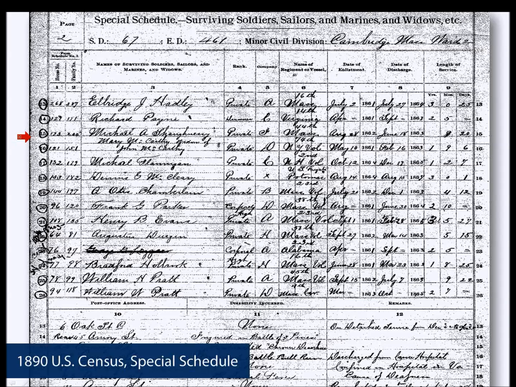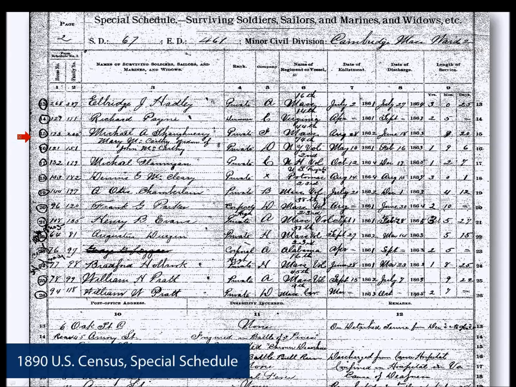The 1890 special schedule of the census was taken to accommodate all Union veterans and surviving soldiers, Marines, and widows. Now, populated generally by Civil War veterans, you will also find the occasional Indian War and Mexican War veterans. The last Mexican War veteran, just for the statistics, died in the 1920s.